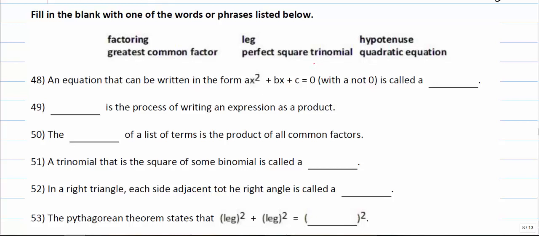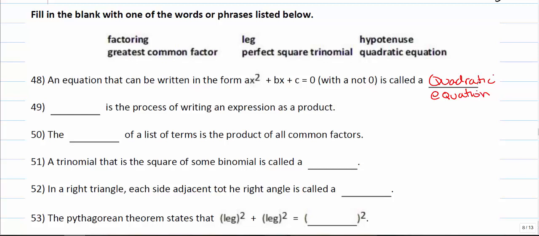Okay, so on the last group of problems, we are going to deal with factoring. The first thing is some vocabulary: an equation that can be written in the form ax squared plus bx plus c with a not 0. What that means is this number here is not 0. That's called a quadratic equation.